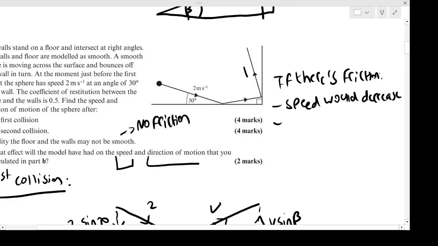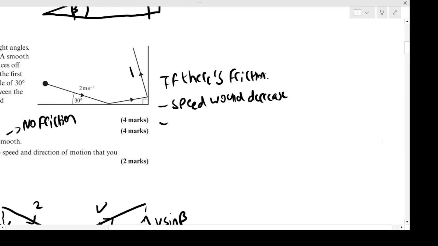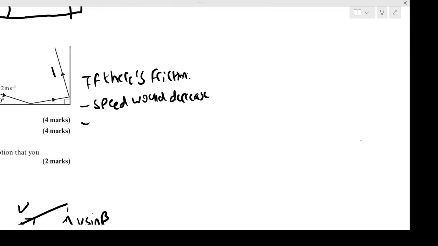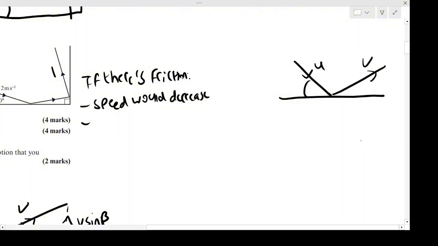Now, what about direction of motion, or in other words, the angle? Well, you might think it would change, because the speed will change and stuff like that. But this is where it gets a bit interesting and a bit clever, because let me just consider and show you a general collision. Let's say I have some surface, and then it hits the surface with speed u, then it rebounds with speed v, angles alpha and beta.